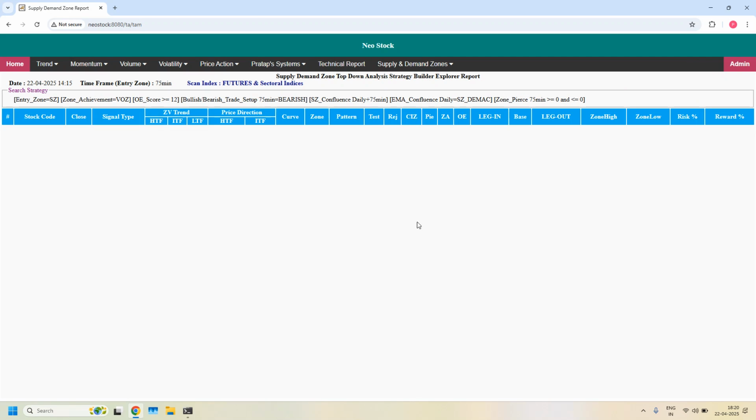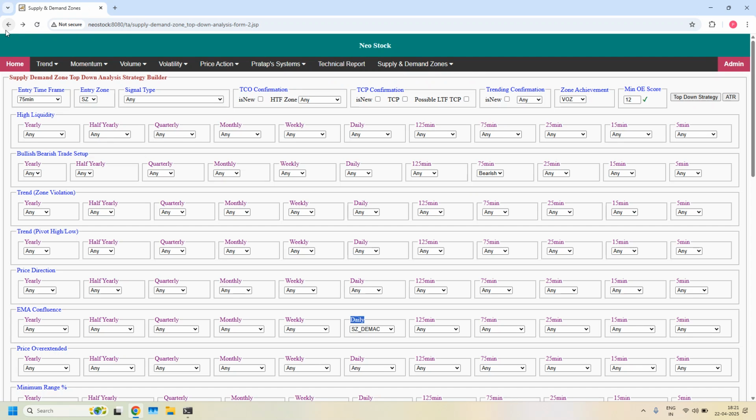Let's filter. So we don't have any stocks. Check the Confluence, supply zone Confluence, daily and 75. Check the EMA Confluence, daily supply zone with daily EMA Confluence. So no stocks. Okay, fine. Next, let us look into LTF, ITF, HTF supply zone Confluence. I am removing EMA filter.